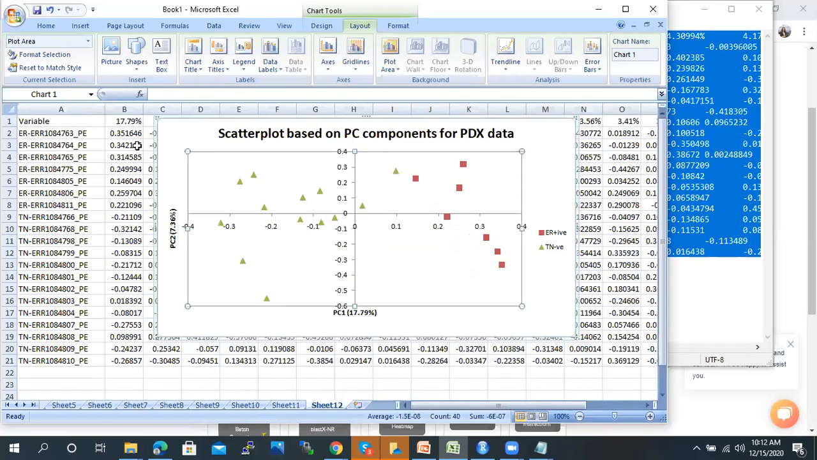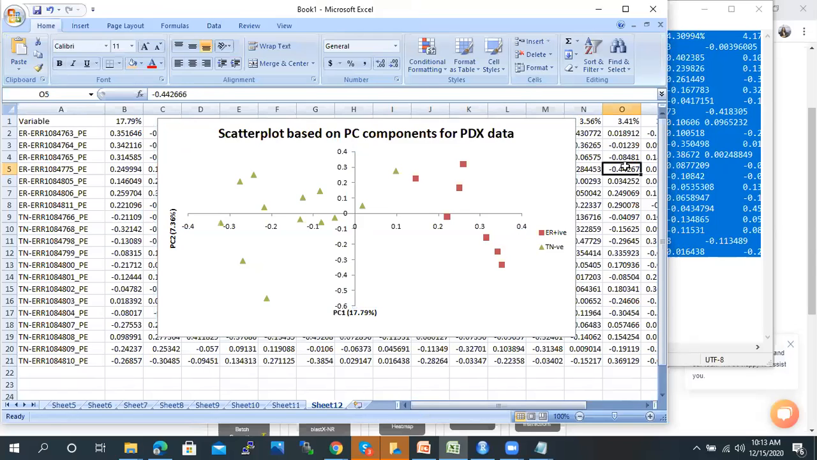Importance of PCA: whenever you have any gene expression table or gene expression data, to understand the different patterns, the first step you need to do is check and visualize your data. PCA is one of the best methods. This is how you can do it directly in Excel.